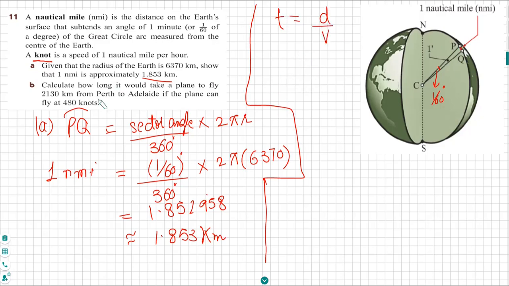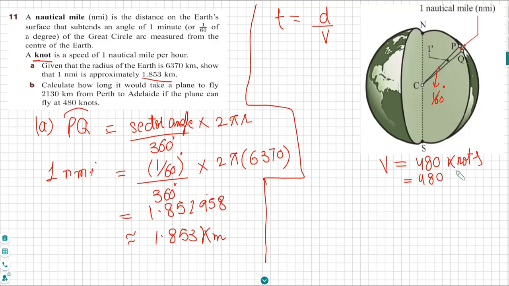Distance is in kilometers and speed is in knots, which is in nautical miles per hour. As the distance is in kilometers, the speed must be in kilometers per hour. So I'm finding the speed first, converting the speed into kilometers per hour. So the speed is 480 knots. Knots means what? 480 times 1 nautical mile, right?